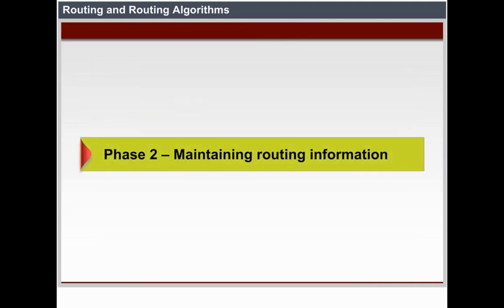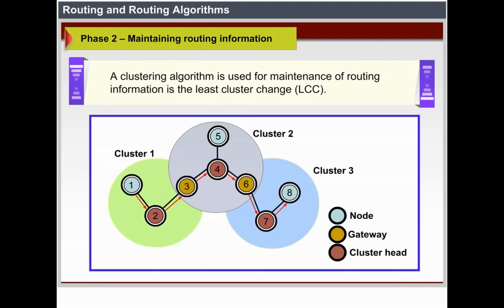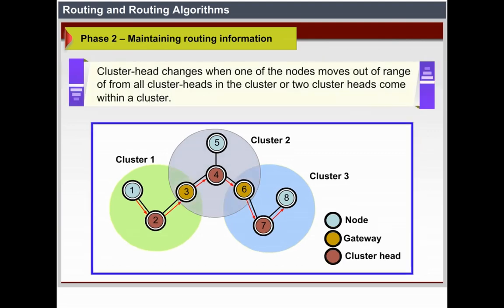Phase 2: maintaining routing information. A clustering algorithm used for maintenance of routing information is least cluster change (LCC). The cluster head changes only when one of the nodes moves out of range of all cluster heads in the cluster, or two cluster heads come within one cluster.